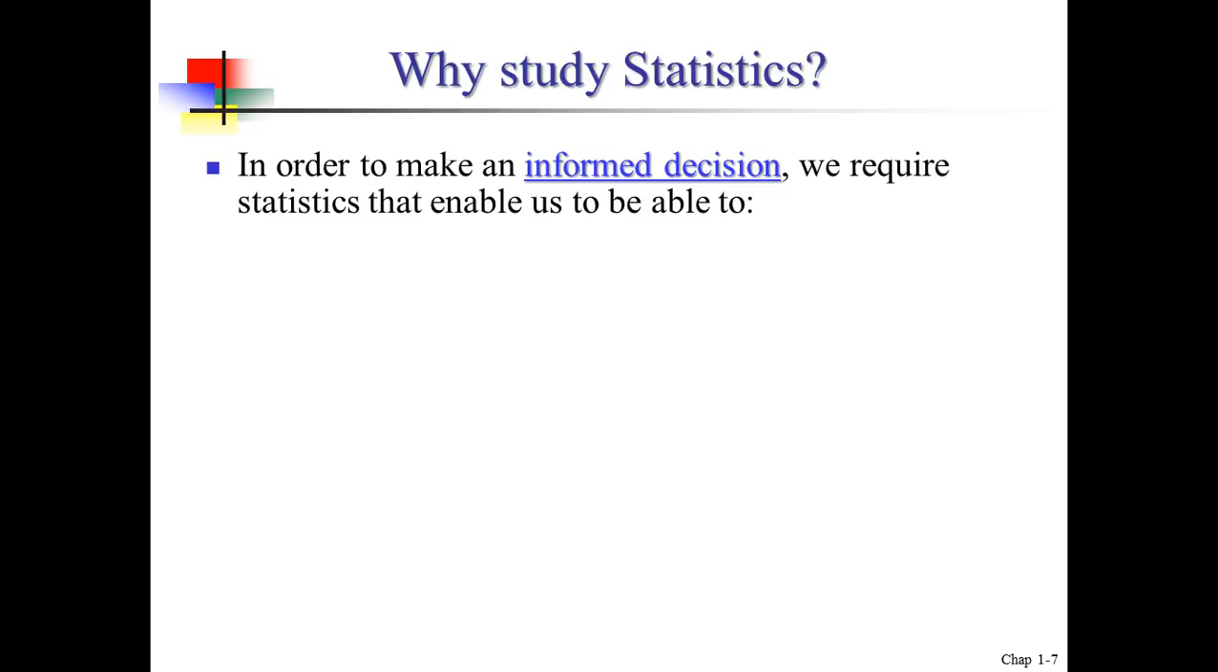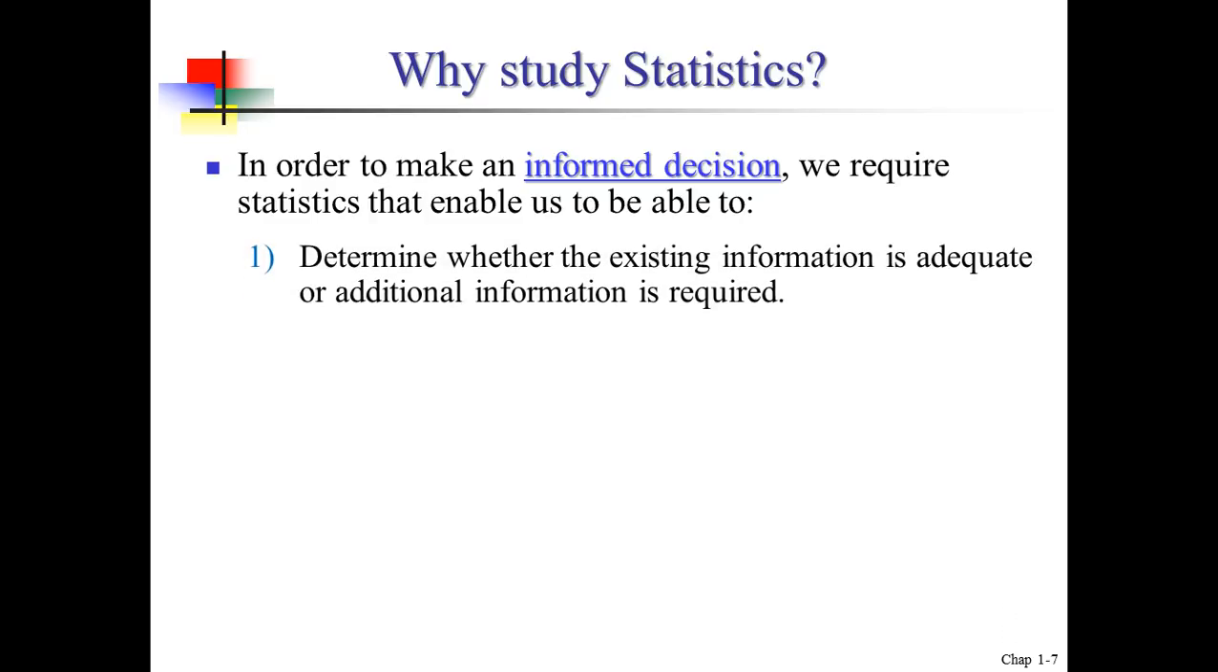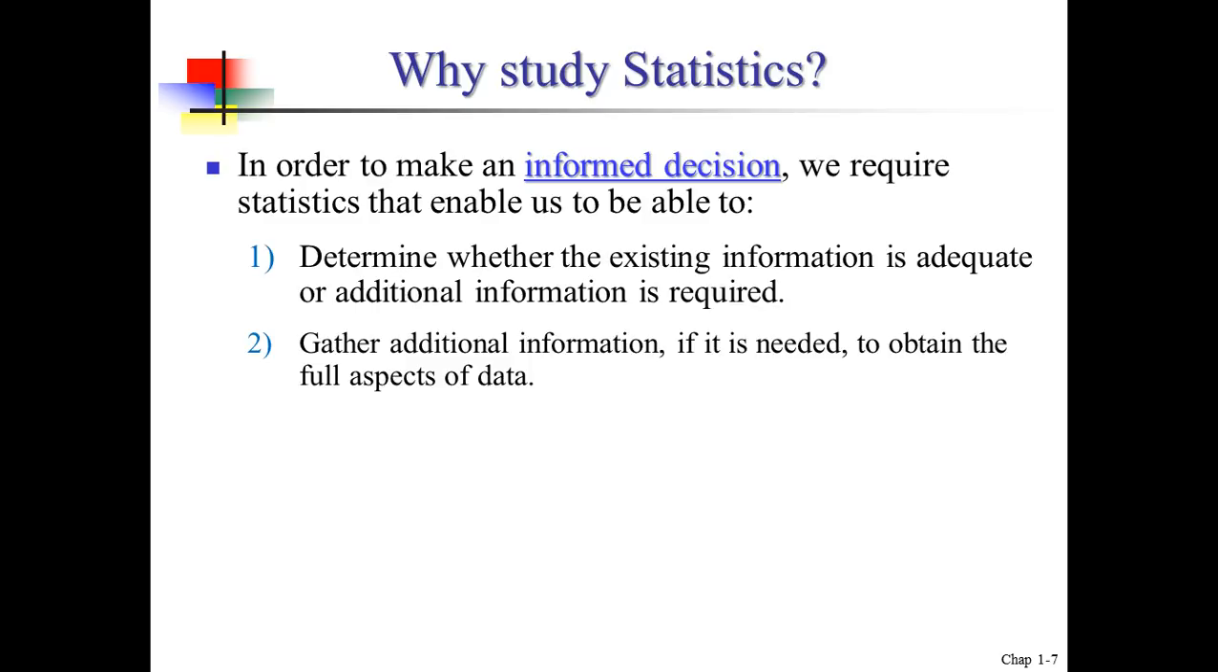In order to make an informed, definite decision with full information, we require statistics that enable us to: 1. Determine whether existing information is adequate, that means enough, or it's not enough. Do we need more information, or is more information required? 2. Getting or collecting more information, in order to obtain a full aspect or full coverage of the data that we want.